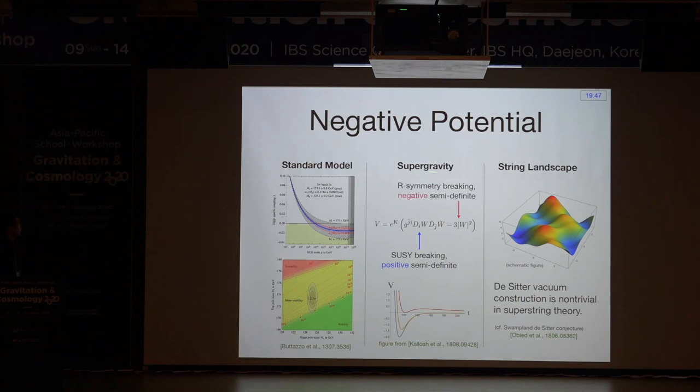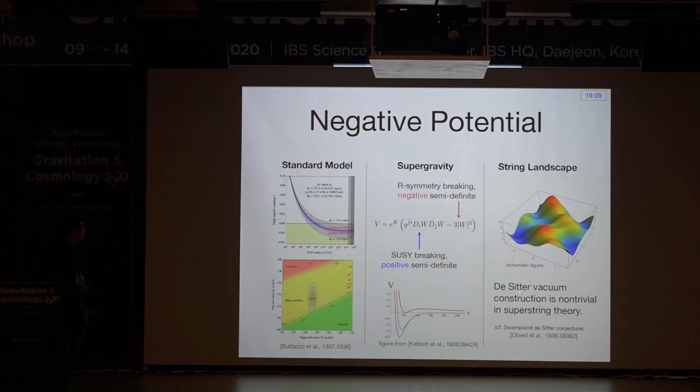And also, if we go to some high energy physics theories like supergravity or superstring theories, then usually the vacuum has a negative energy density, the so-called AdS vacuum. And then one has to break supersymmetry to uplift the vacuum energy to a positive vacuum. However, it is notoriously difficult to construct such de Sitter vacua with positive energy. And recently, some people argue that de Sitter construction is actually impossible in string theory.